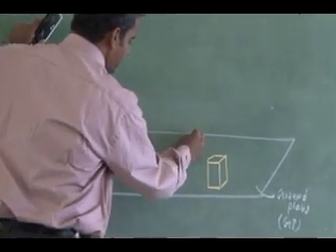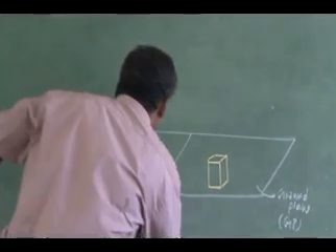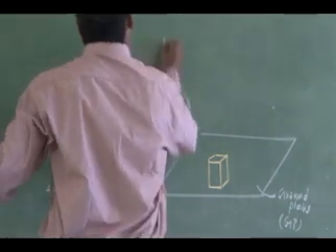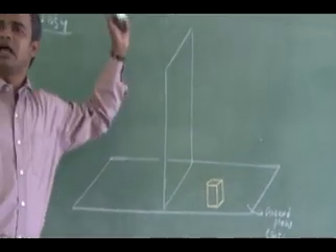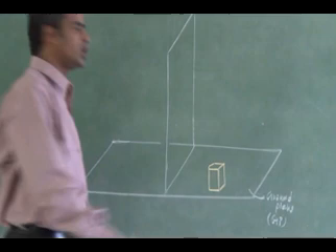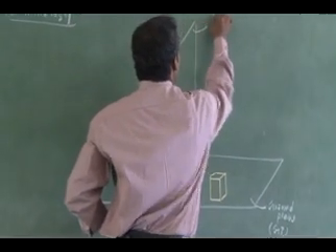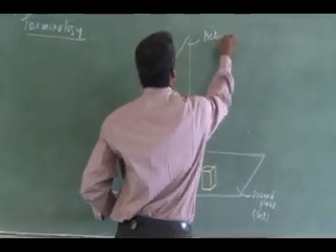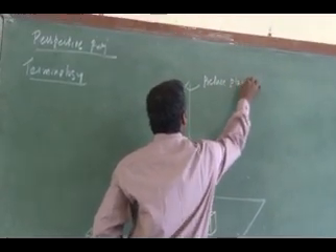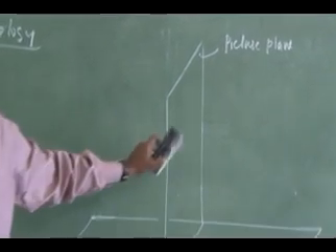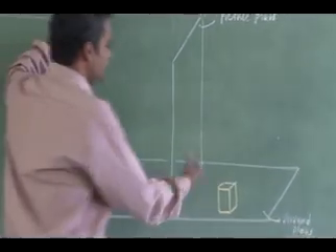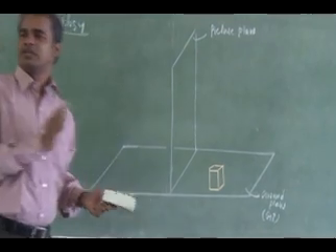A vertical plane perpendicular to the ground plane. I will have another plane perpendicular to the ground plane. I will introduce another plane. That plane is called the picture plane. Why is it called the picture plane? The image of the object is captured in this plane, so that's why it is the picture plane. It is a vertical plane and it should be a transparent plane.